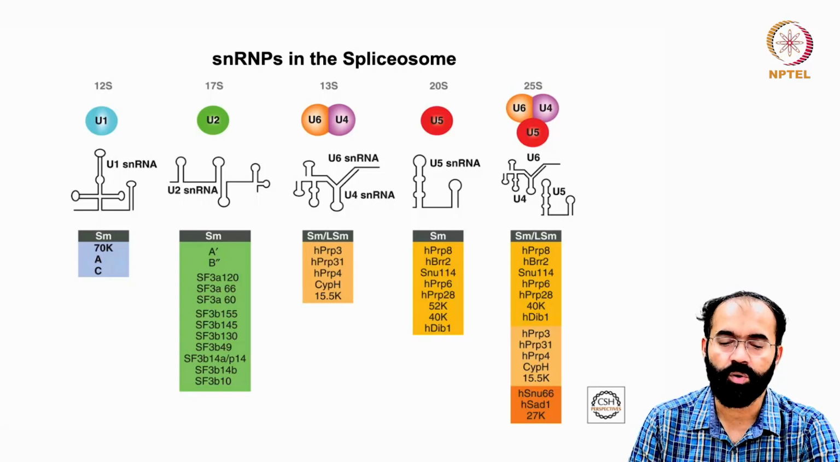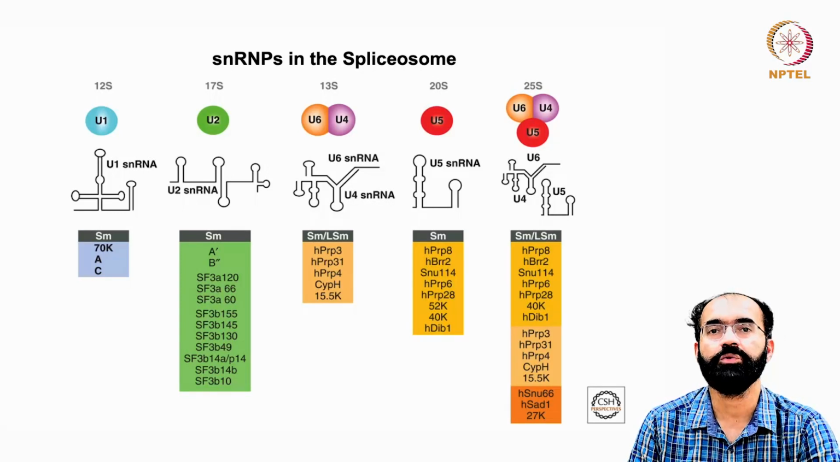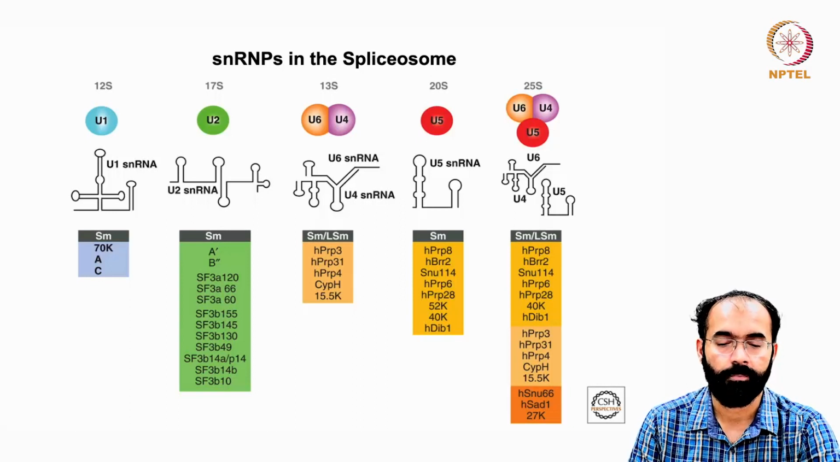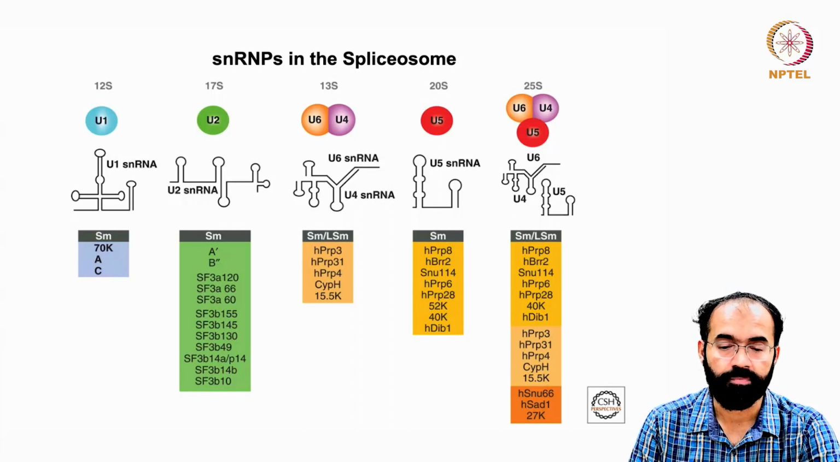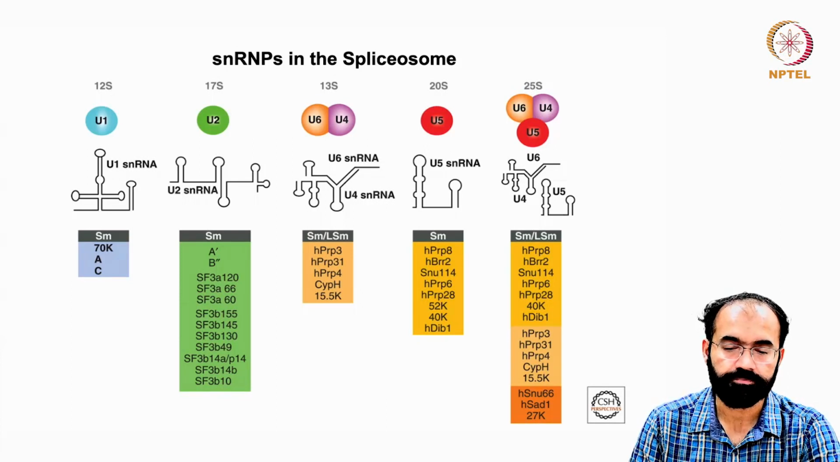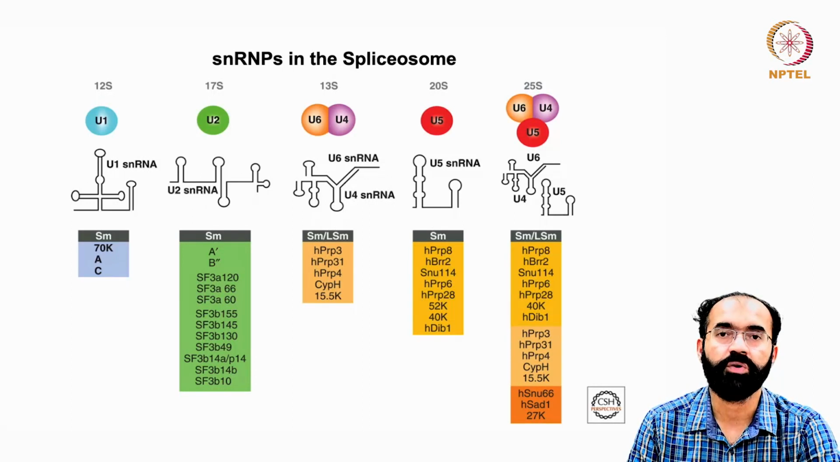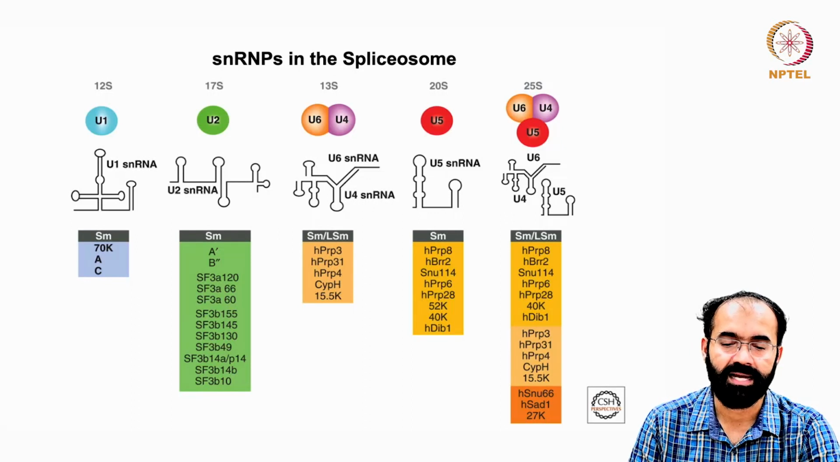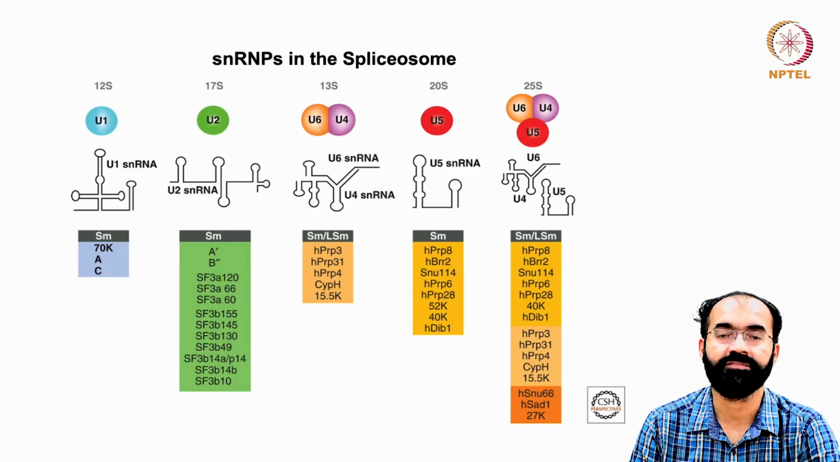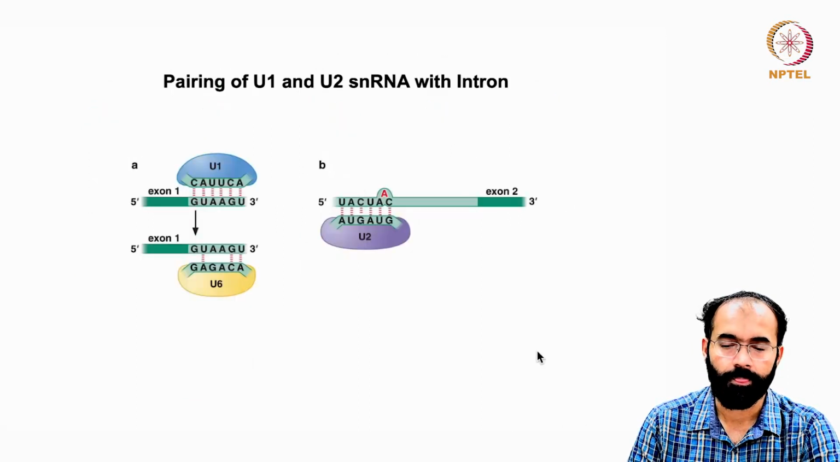Their names are not important, but this slide is basically to give a clear idea of how complex these snRNPs are. U5 snRNA has around 20S size, and it interacts with this bunch of proteins. And this complex U6, U4, U5, which is around 25S, has this interaction pattern, and a bunch of proteins interact with them as well.